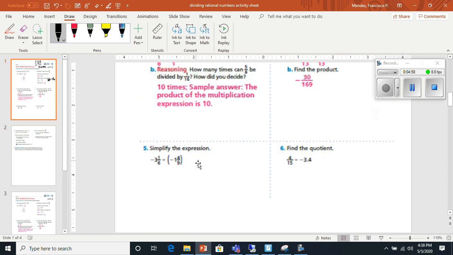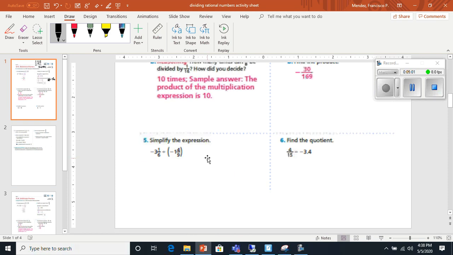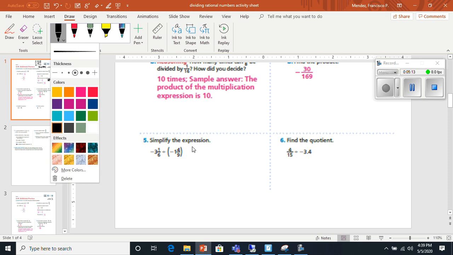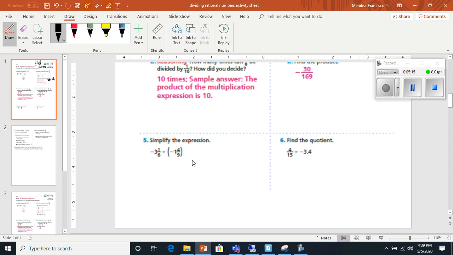Number 5 says simplify the expression. It says here negative 3 and 1/6 divided by negative 1 and 4/9. We're going to have to turn these both into improper fractions. When I do this, I realize that I'm going to have, let's write this out over here. 6 times 3 is 18 plus 1, that's 19. So this is going to be negative 19 over 6. And we're going to be dividing that by, well, 9 times 1 is 9 plus 4 is 13. So that's negative 13 over 9.